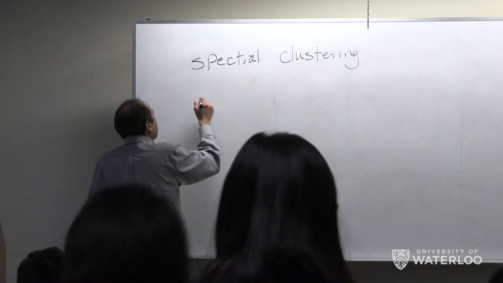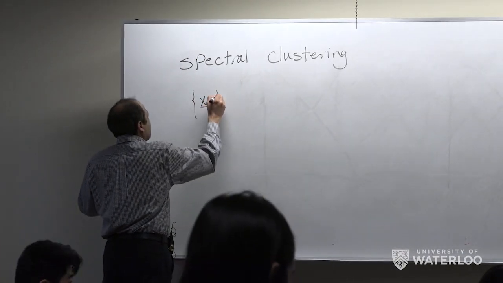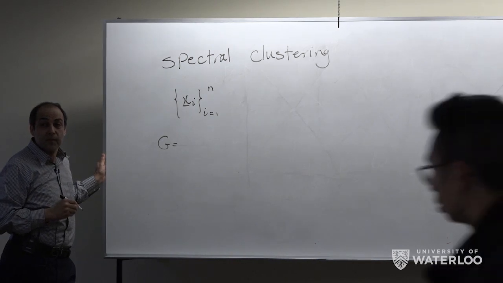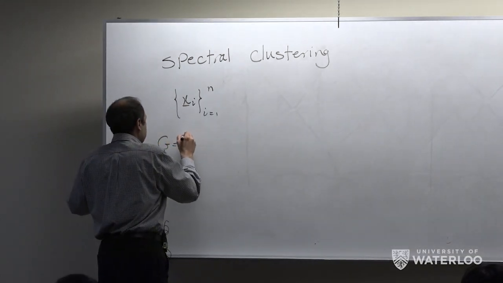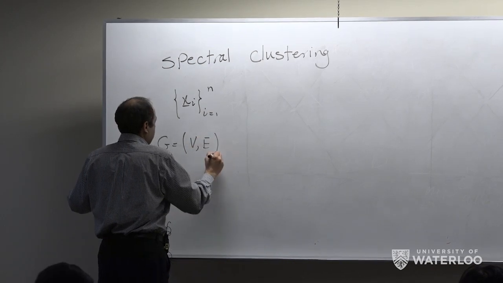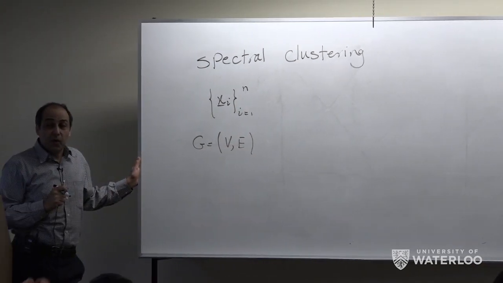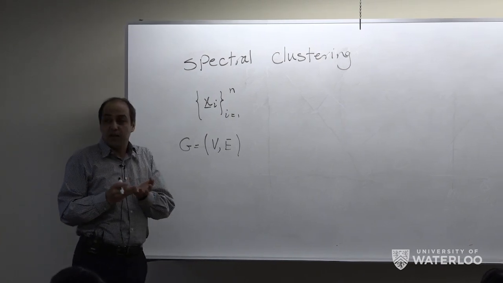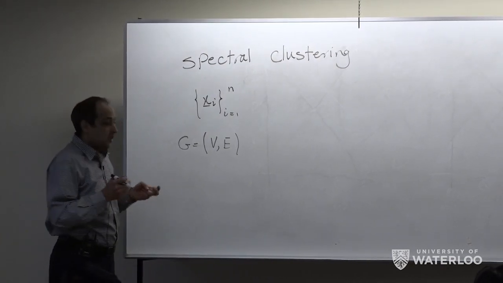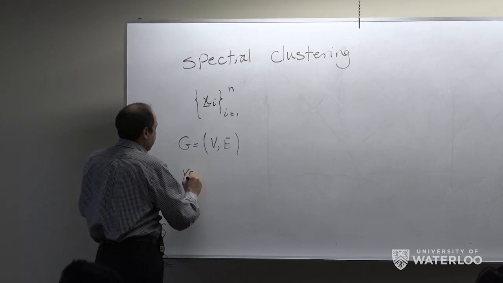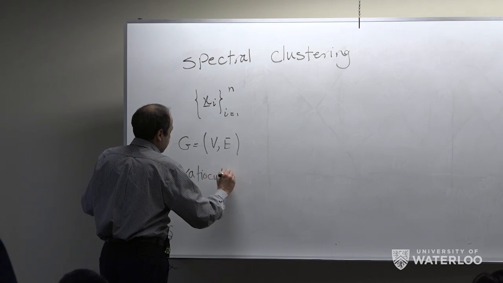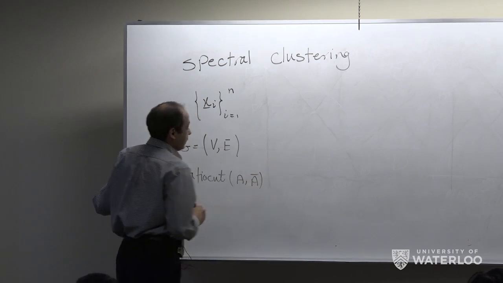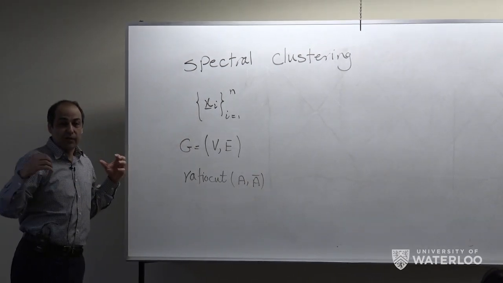We have n data points and we make an undirected weighted graph of these n data points. And eventually we discussed cut and the ratio cut, and we realized that it's better if we minimize the ratio cut of A and A bar and divide the graph into two parts.